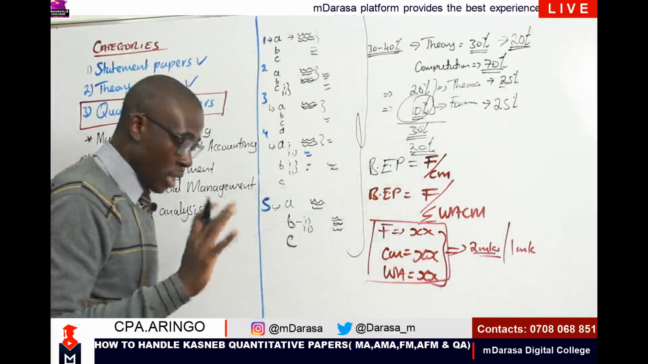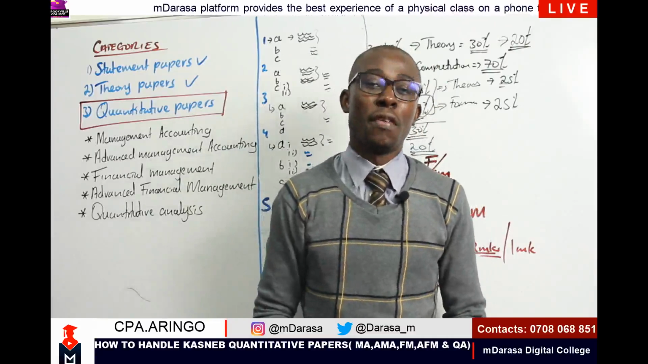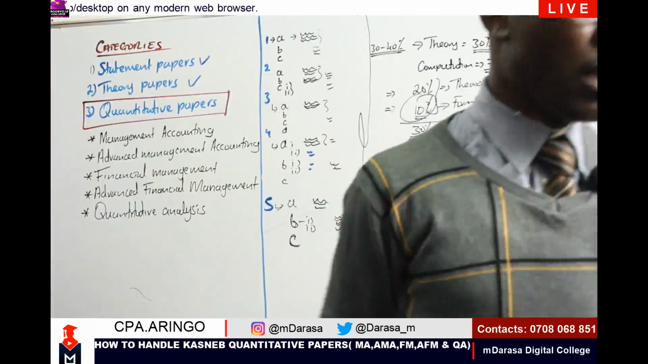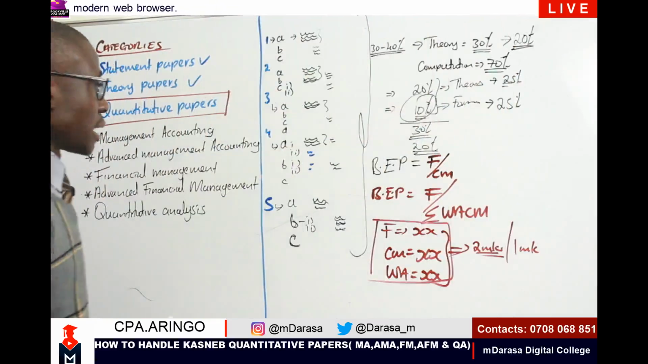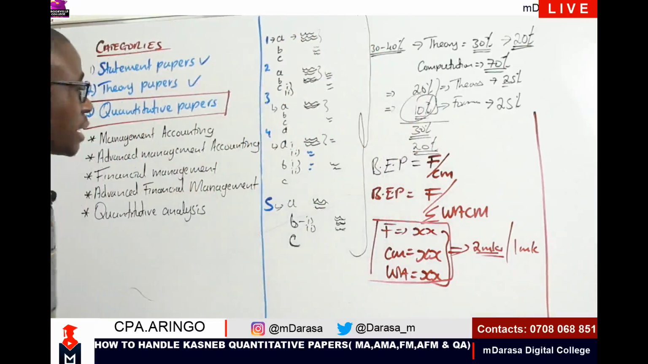You're doing all that. Even if you take your paper right now for your quantitative, take your AFM paper, or even your QA paper, you'll find that this equation has been set, and it will always apply like that. Trust you me. Take your paper.